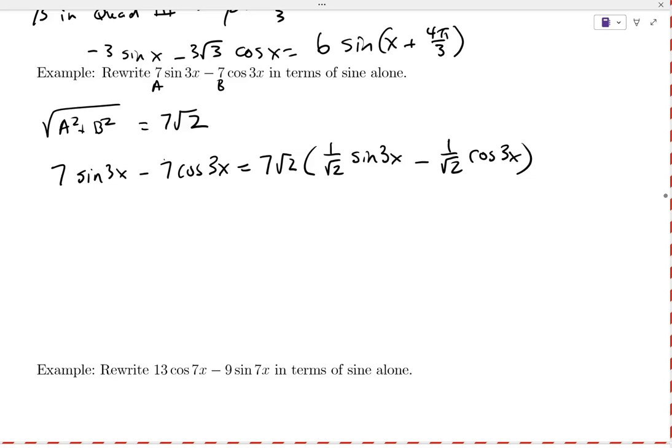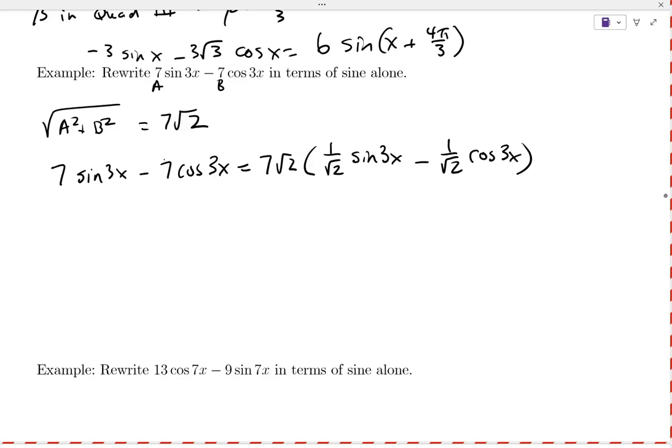Again, these numbers here are coming from the fact that I'm dividing 7 by the 7 root 2 and the 7 by the 7 root 2. That's where the 1 over root 2's come from. So far, so good?